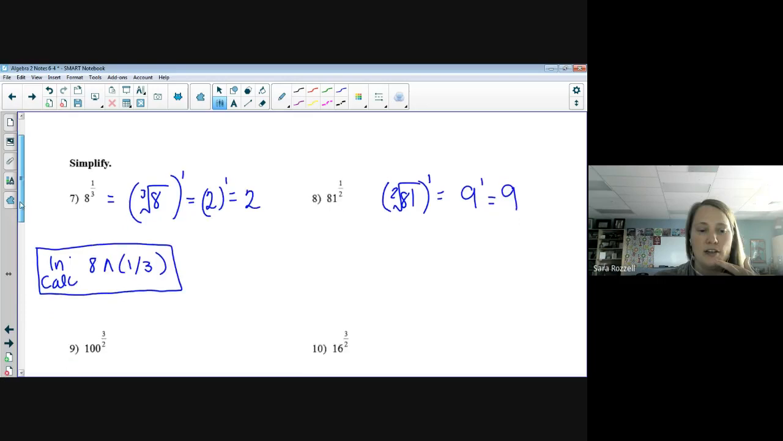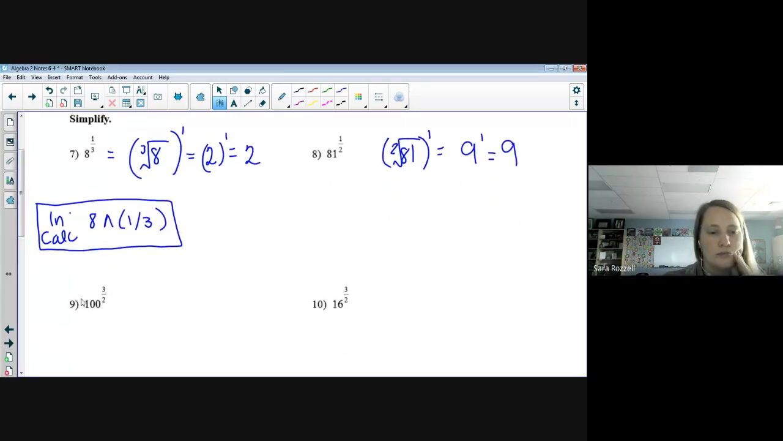Now let's do some that have another number on the top. We're going to rewrite 100 to the 3/2. So this is the square root of 100 to the 3rd power. We good with that part? Now we just evaluate the inside and then the outside. What's the square root of 100? 10. We're going to do 10 cubed. And 10 cubed is a 1 with how many zeros?